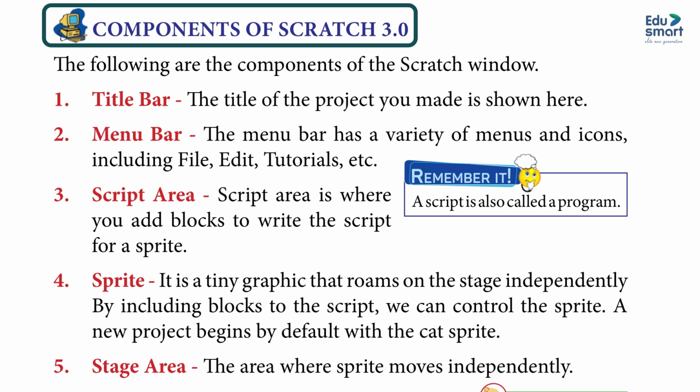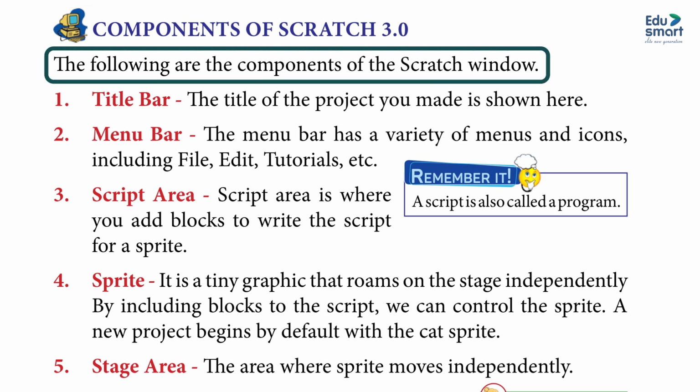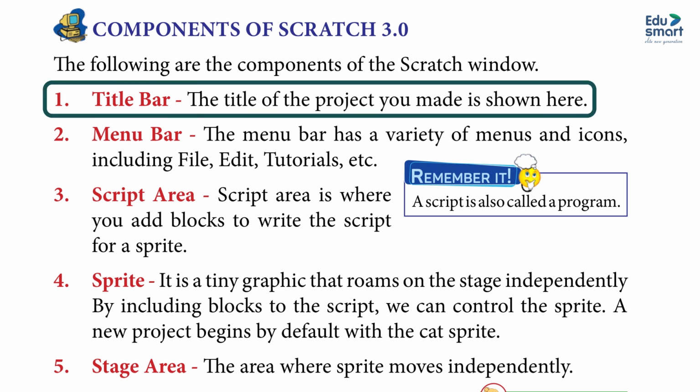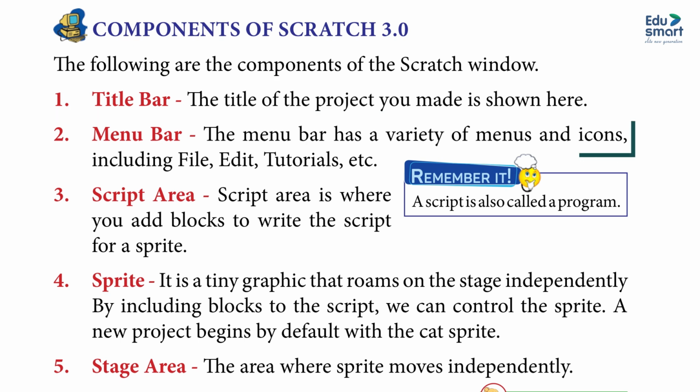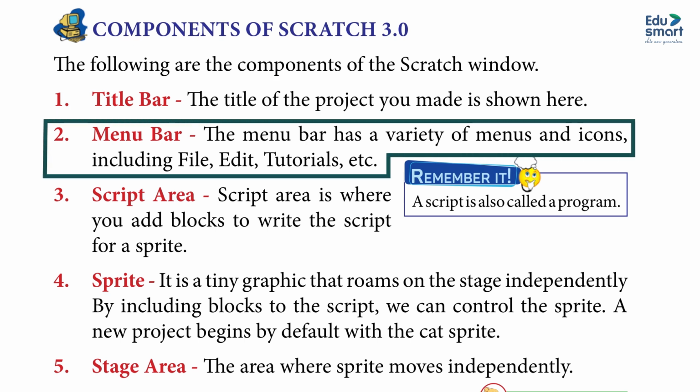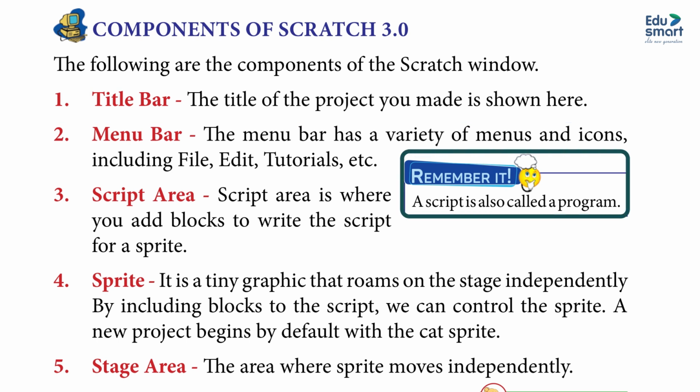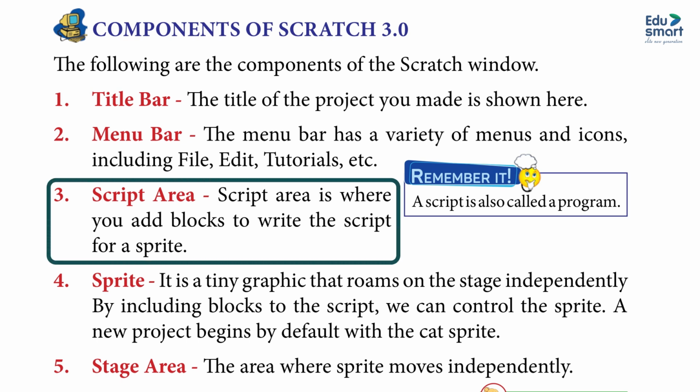Components of Scratch 3.0. The following are the components of the Scratch window. 1. Title bar. The title of the project you made is shown here. 2. Menu bar. The menu bar has a variety of menus and icons including file, edit, tutorials, etc. Remember it. A script is also called a program. 3. Script area. Script area is where you add blocks to write the script for a sprite.